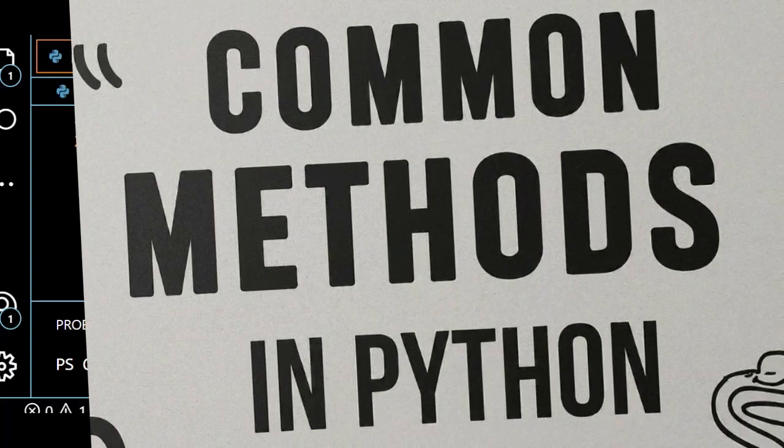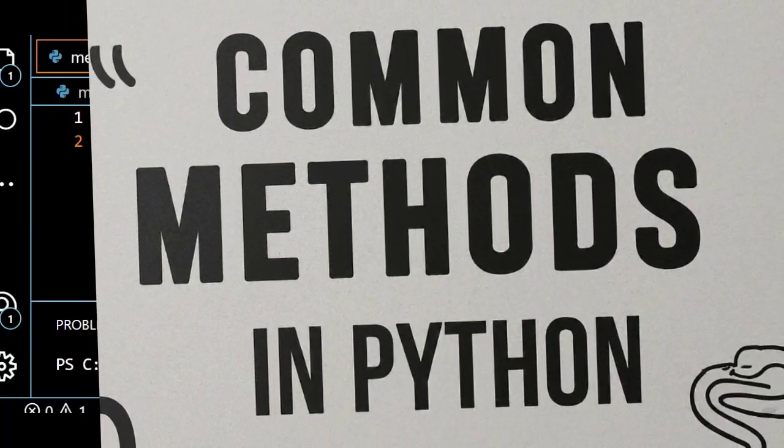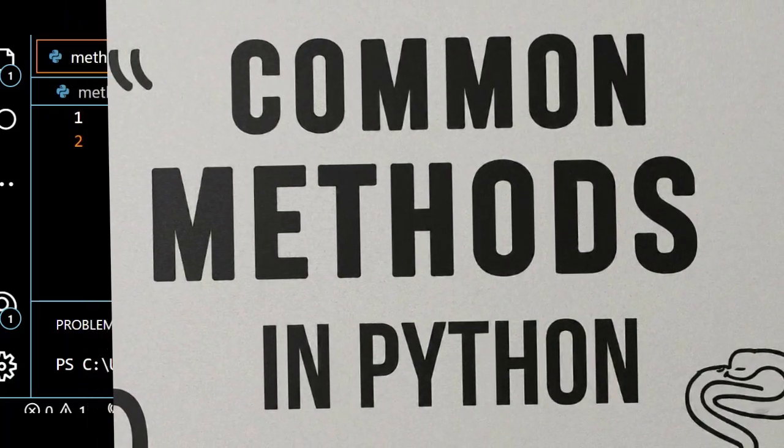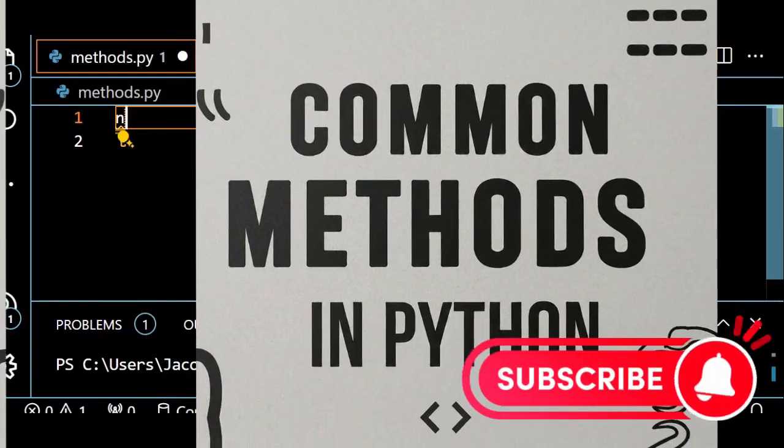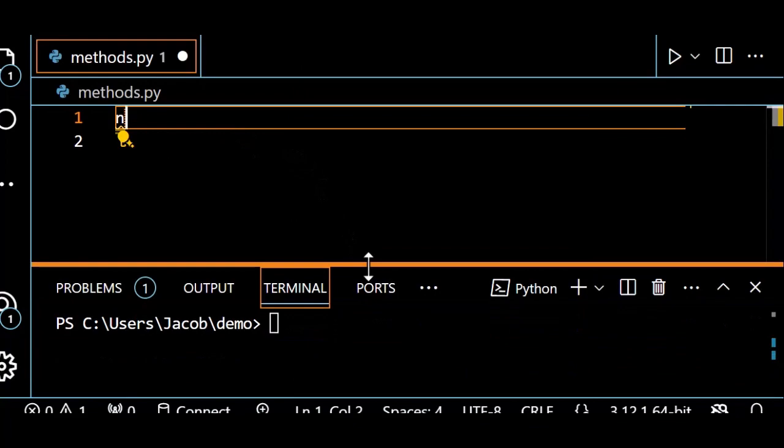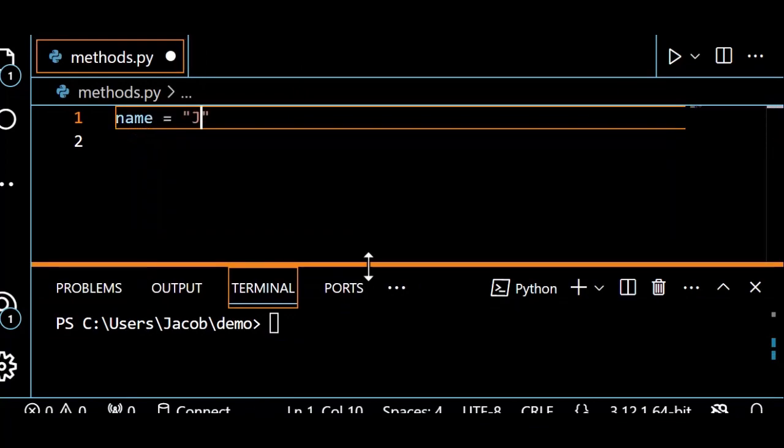In this video, I'm going to explain built-in methods in Python. So we're going to start with some of the built-in methods provided for us by Python. All right, let's say we have a variable called name, and we set it equal to John.